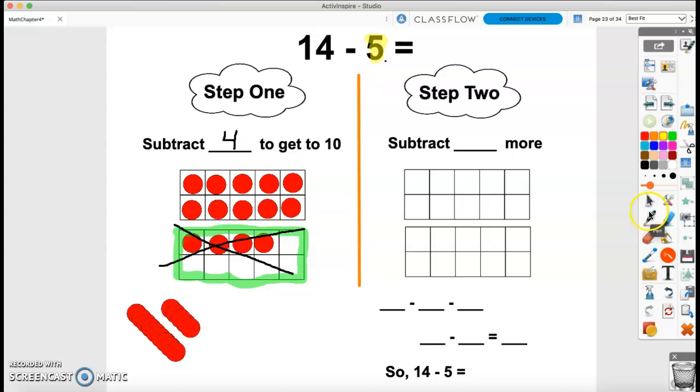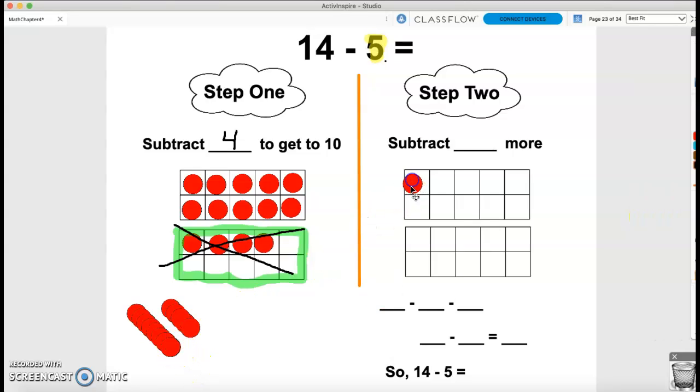So I'm going to draw a picture. We're going to grab our counters and make that 10. So here we have 10 now. This is step 2. So we have to figure out how many more to subtract.